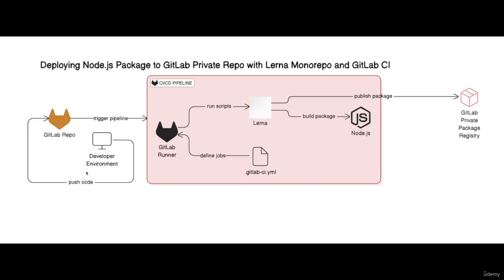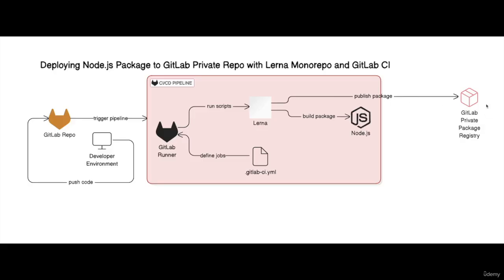Hi everyone, so this is one of the use cases which we can try with the monorepo solution. What we are going to have is just a Lerna monorepo which will have Node.js Express, Node.js packages, and with the help of Lerna we can try to publish them to the GitHub or GitLab private repository.